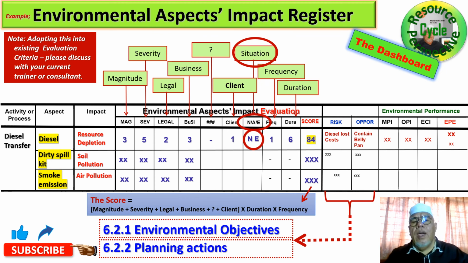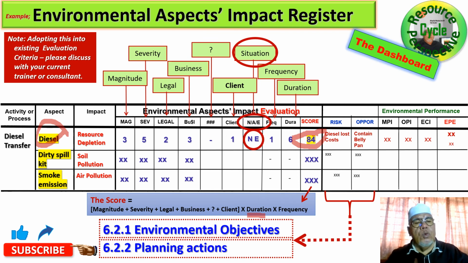So that is where we have completed the environmental aspects impact evaluation for this particular aspect, diesel. It has got all the scores from magnitude, severity, right up to frequency and duration, and the calculation ends up as a score of 84. Is it significant for the company? We do not know yet until we do maybe 2 or 3 more environmental aspect evaluations like this.